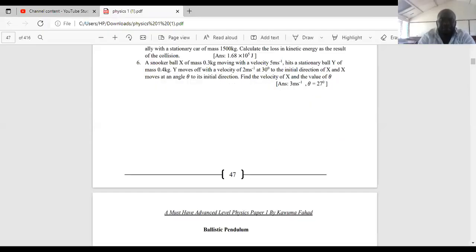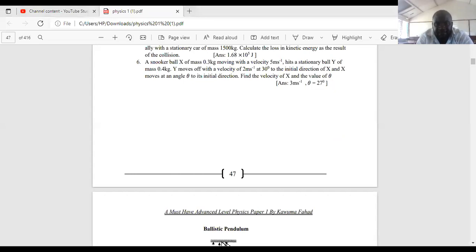Okay. We are looking at number 6. Number 6 is saying a smoker ball of mass 0.3 moving with a velocity of 5 hits a stationary ball Y. Ball X hits ball Y. Ball Y is stationary.